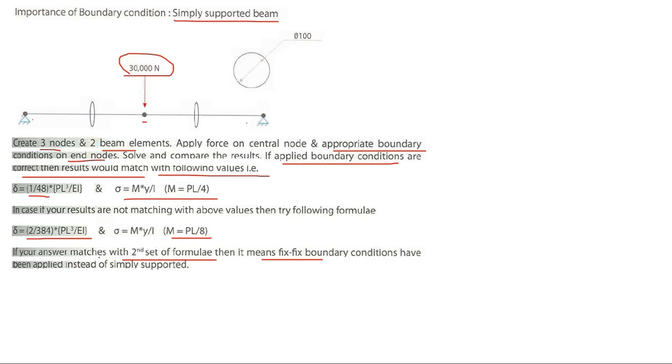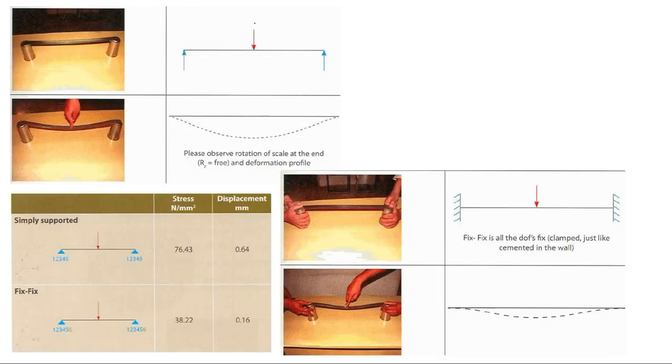So what does it mean? If you are applying the force like this, it will rotate like this. Right? You can see the rotation here, if it is simply supported. If it is fixed, you cannot see the rotation. Rotation is 0, and then it will displace like this. Here you see displacement, and here also. For simply supported, you see stress 76, displacement 0.64. For fixed, the stress is only half, and the displacement is 1/4th.